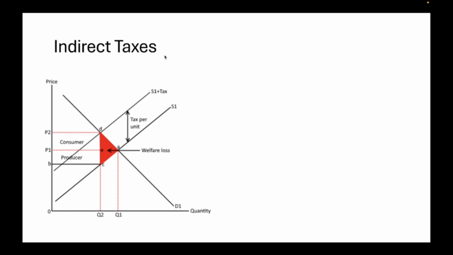One of the disadvantages of an indirect tax is the fact that, depending on the elasticity of demand, more of the burden will be passed on to the consumer rather than the producer, right? So the consumer box would be much bigger right here, while the producer box would be much smaller in the case of cigarettes.